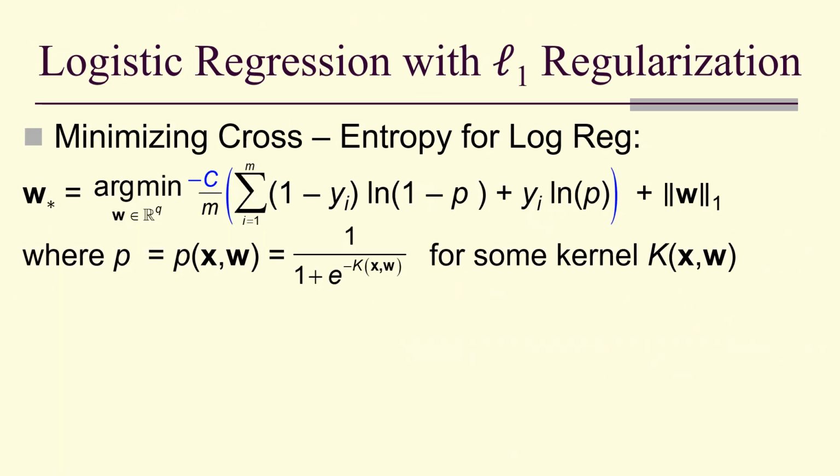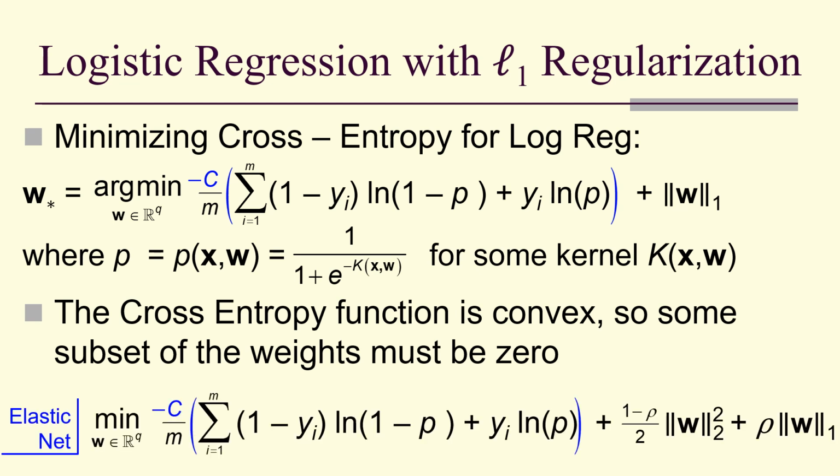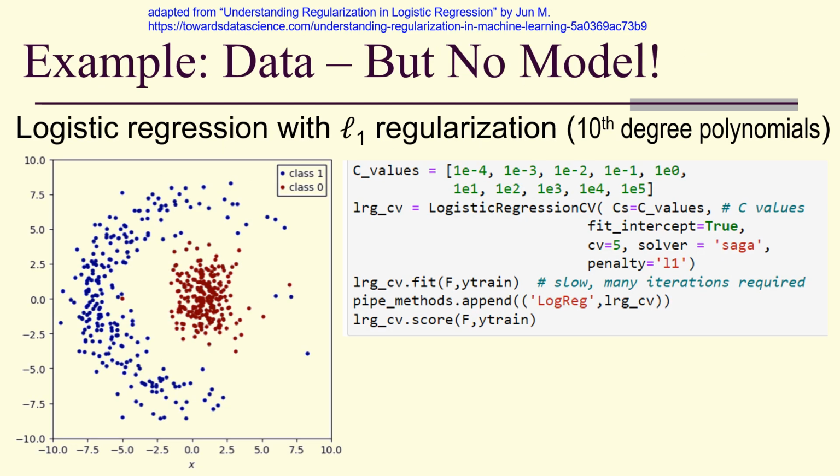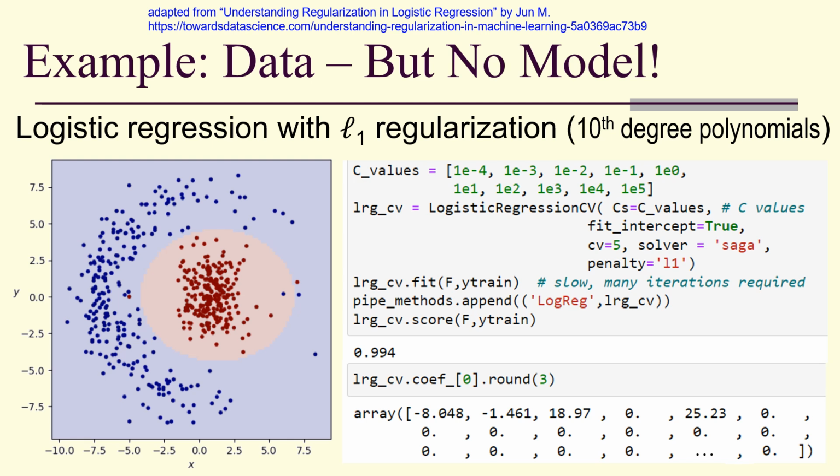So what about L1 regularization? Once again, we're going to have this C in front of the objective, and we're just adding this one norm. And the cross entropy is convex, so some subset of the weights is going to have to be equal to zero. We'll also look at ElasticNet, which is where we use both of these regularization terms. So here we have logistic regression with L1 regularization. We're using 10th degree polynomials now. And notice that my training score is pretty good. But notice that most of my coefficients are zeros. And notice that I get this kind of decision surface.